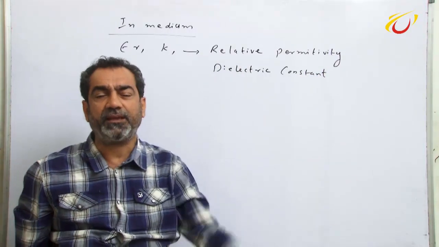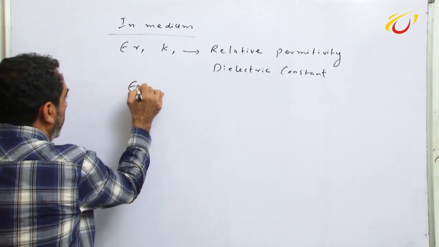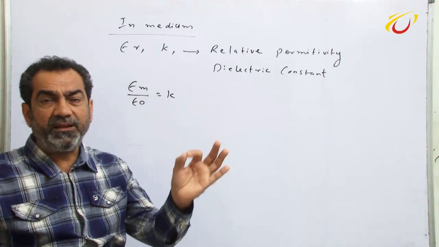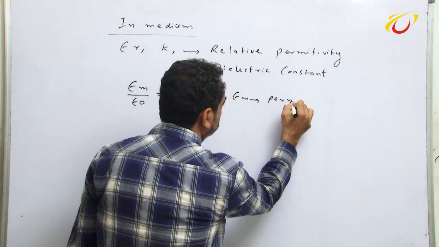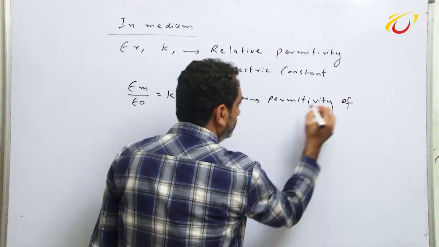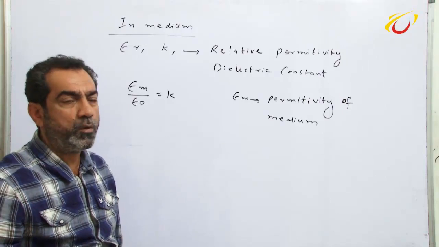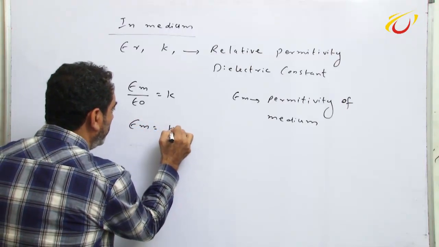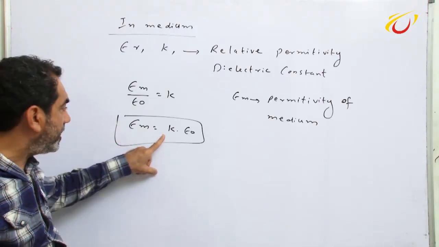What is dielectric? We'll see it again in capacitance in the next lecture, not now. Dielectric constant, what is that? बराबर सुनिए. Epsilon m divided by epsilon naught is called k. Epsilon m means permittivity of medium, divided by permittivity of free space. So the medium's permittivity becomes k into epsilon.